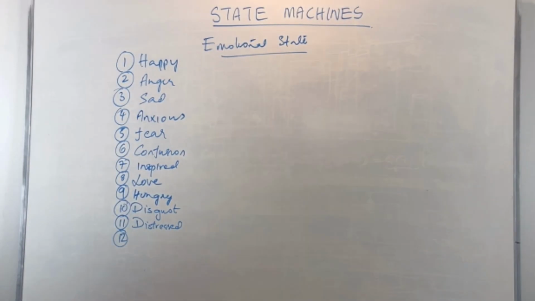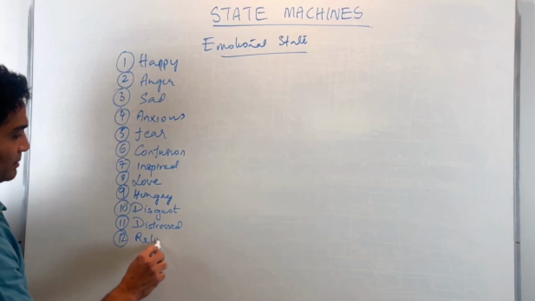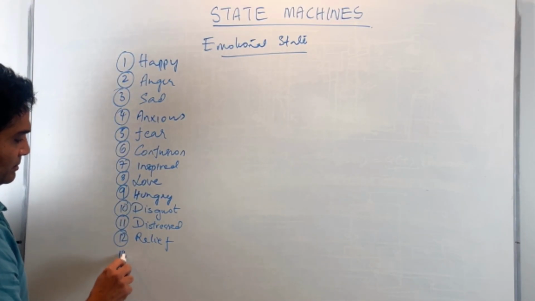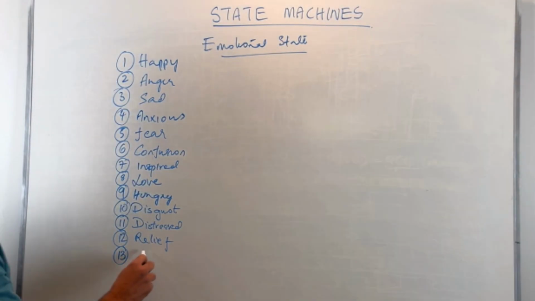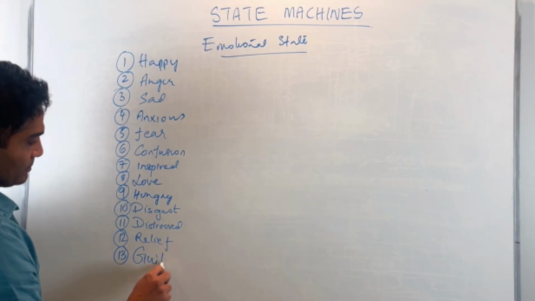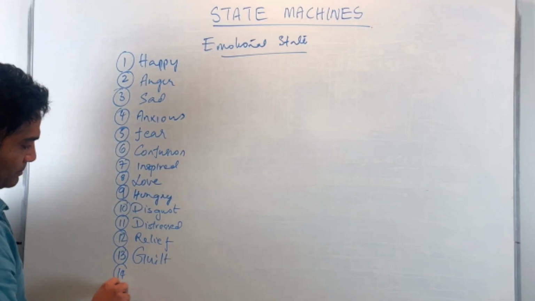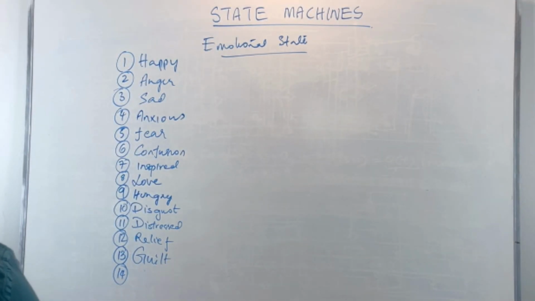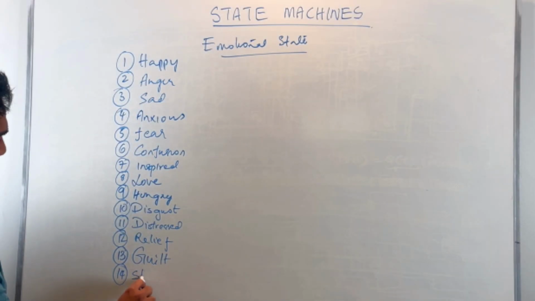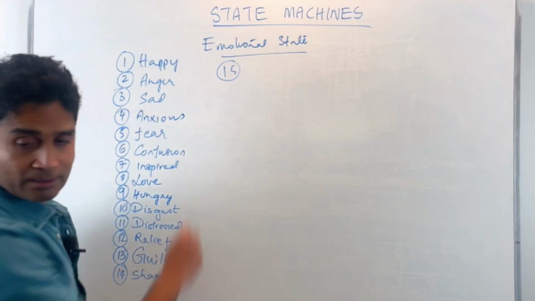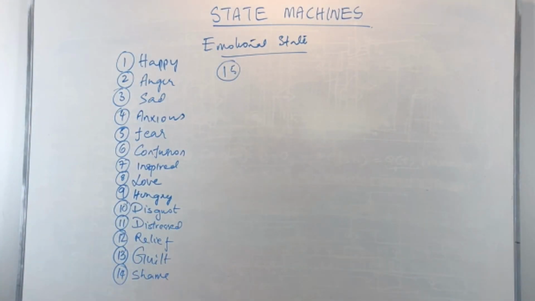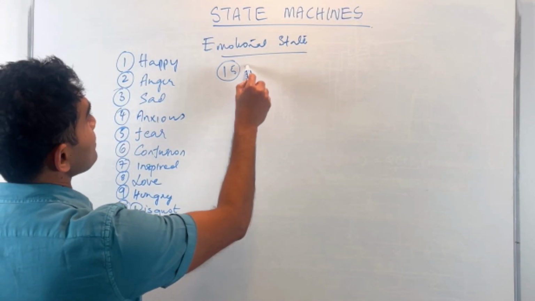Relief, yep. Guilt. We had shame, right? Did we have shame? Did I not write that here? Okay, shame. 15, that's good. That's a good number already. Surprised. All right, I'll take that.